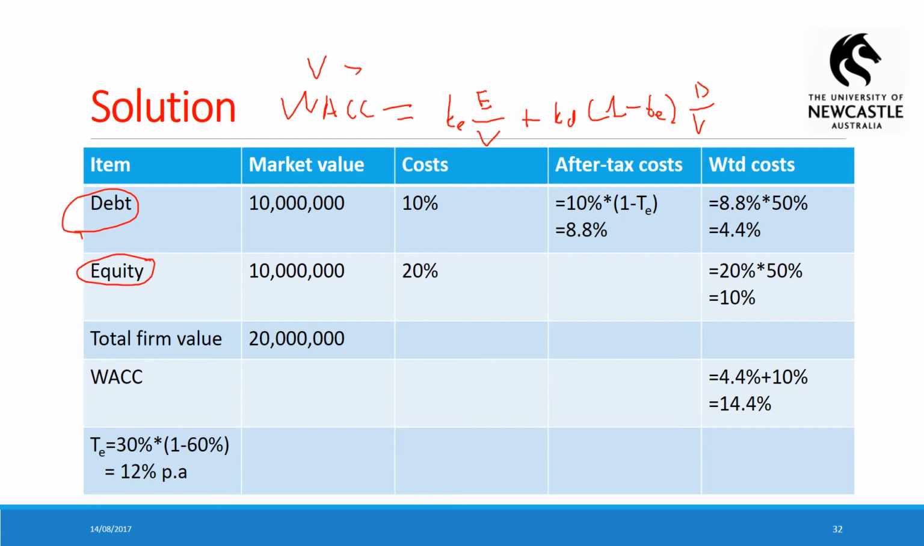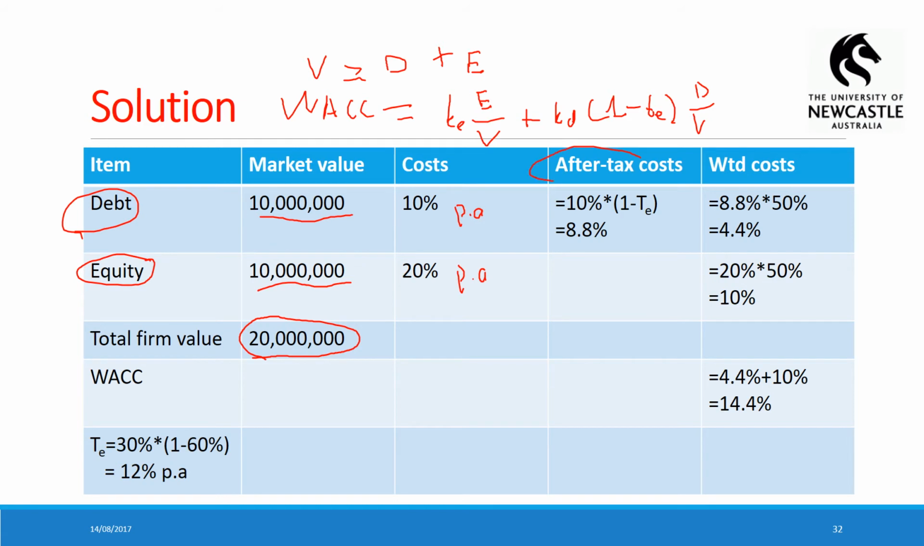We also know that V is equal to D plus E, right? And all these numbers are market values, yeah? V, D, E are market values, right? So we put all the information that we know in this table. We know the market value of the debt, we know the market value of the equity, and therefore the firm value is equal to the sum of these two, which is $20 million. We know the average cost of debt and average cost of equity being 10% and 20% respectively.